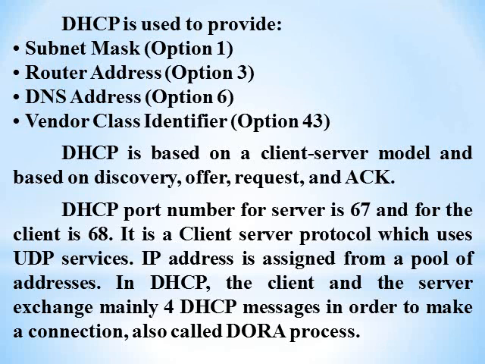DHCP is used to provide subnet masks, that is option 1, router address, that is option 3, DNS address, that is option 6, and vendor class identifier, that is VCI, option 43. So DHCP is based on the client server model and based on discovery, offer, request and acknowledgement. DHCP port number for the server is 67 and for the client is 68. It is a client server protocol which uses UDP. IP address is assigned from a pool of addresses. In DHCP, the client and server exchange mainly 4 DHCP messages in order to make a connection, also called the DORA process.